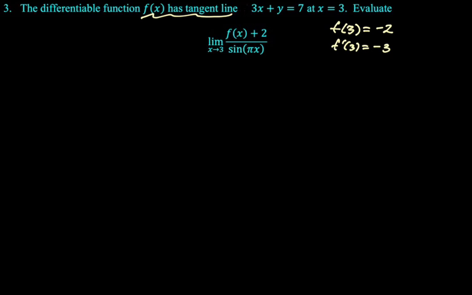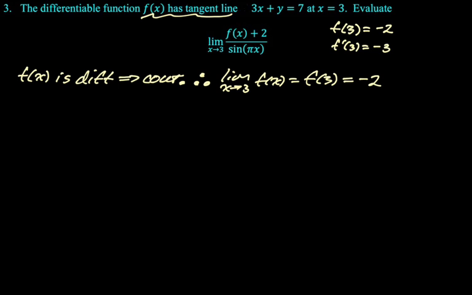All right, so I need to establish the fact that the limit as x approaches 3 of f of x is equal to f of 3, so that I can take the limit here. So I'm going to say that f of x is differentiable, which implies continuous. And because of that, the limit as x approaches 3 of f of x is equal to f of 3, which is equal to negative 2. So now I know the limit as x approaches 3 of f of x. Like I knew f of 3 was negative 2, but did I know that the limit had to be negative 2? I knew that because the function was differentiable, which meant it was continuous.